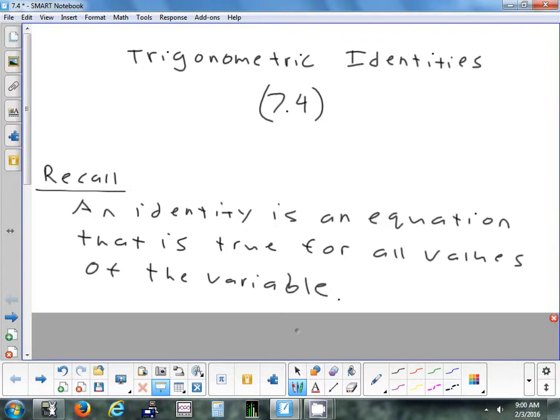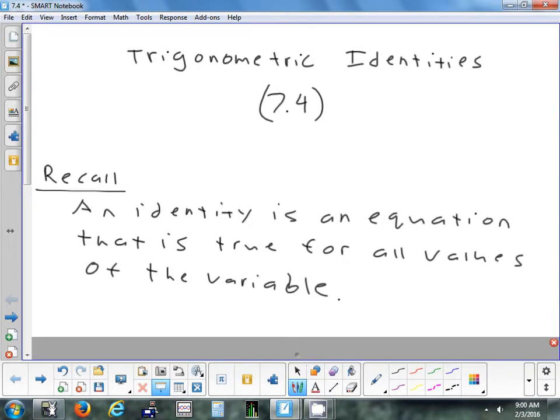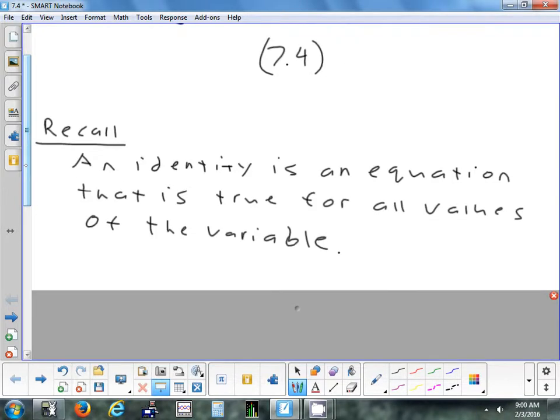Of course, the values that you plug in have to be things you are allowed to plug in. You can't plug in something that would cause you to divide by 0 or something you're not allowed to do. But for any numbers that you are allowed to plug in, the equation is always true. Here's an example of an algebraic identity.